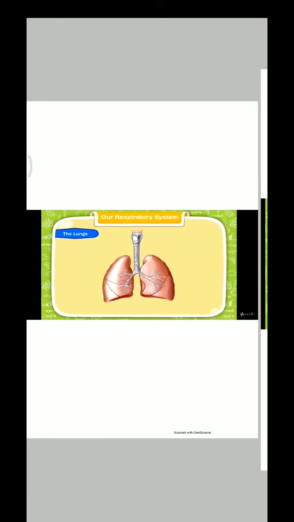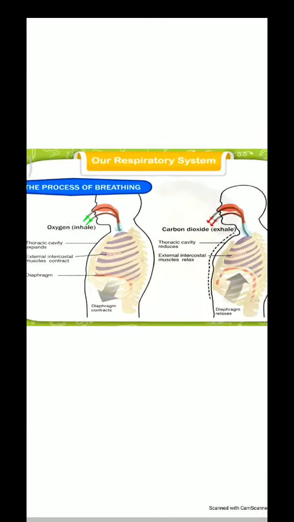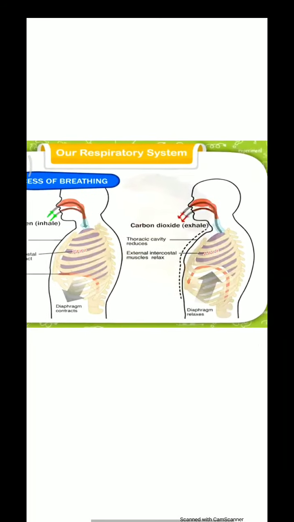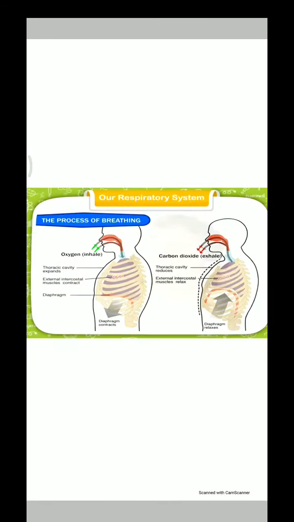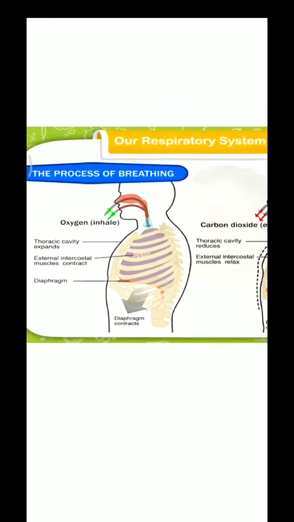Then, so here you can see the diaphragm. Okay, can you see? The diaphragm is a dome shaped sheet of muscle. This orange one is your diaphragm. So what is the work of the diaphragm here? When air is inhaled, the diaphragm contracts and moves downward. Okay. So can you see? This is your inhale diagram.